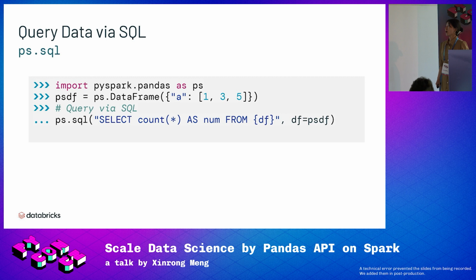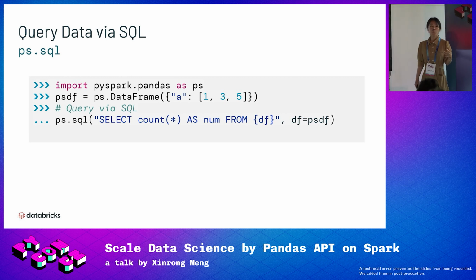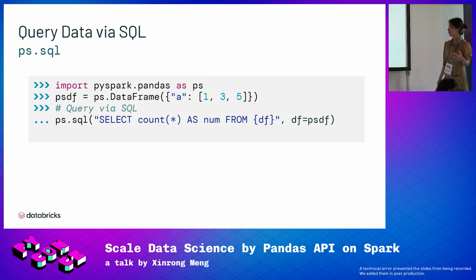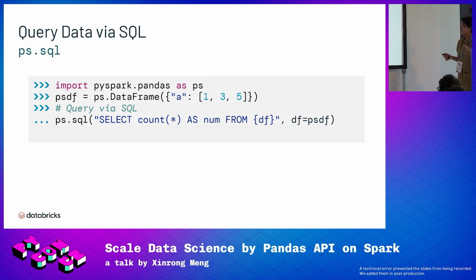Pandas on Spark also supports users querying data via SQL, which is backed by Spark SQL. In this example, we create a Pandas on Spark frame, and then utilize the ps.sql API, which takes in a SQL query to count the number of rows in this data frame.